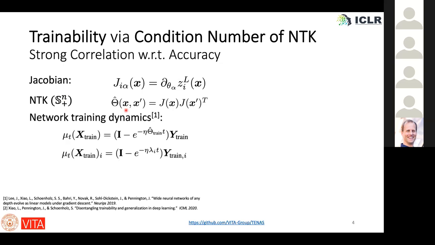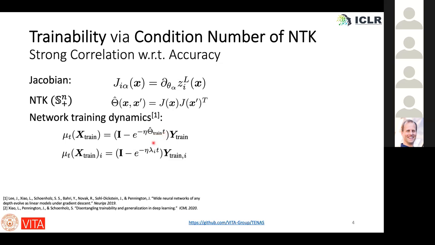And recent theory works on deep networks, especially within the NTK regime, tell us that under the linear approximation of the training, the network training dynamics is controlled by the NTK matrix at initialization. So these two equations are quoted from the first reference, and for the first equation, on the training set, the output of the network is governed by the right-hand side. Basically, in the exponential, eta is the learning rate, and this NTK subscript train indicates the NTK matrix derived from the training set, and t indicates the training iteration.